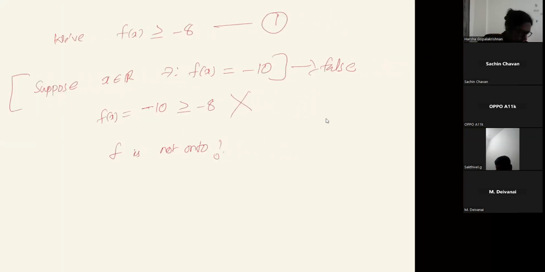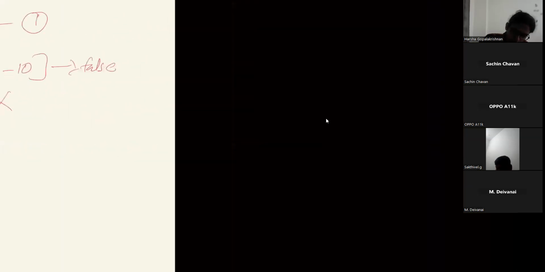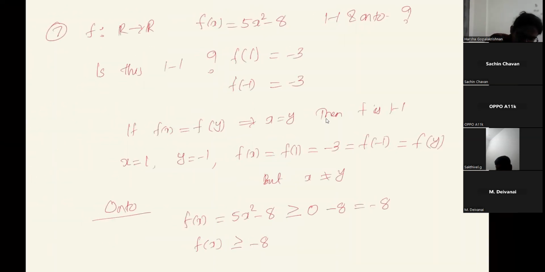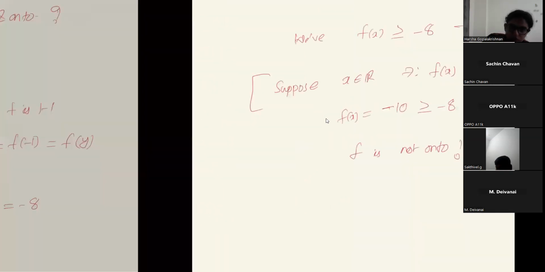Okay, let me. The function is given as f of x equal to 5x square minus 8. Suppose f is onto. So we are thinking that f is onto. We don't know. We are taking f is onto.